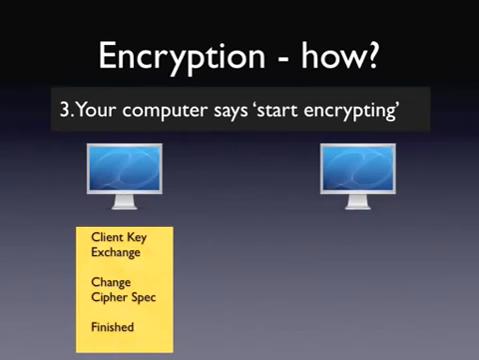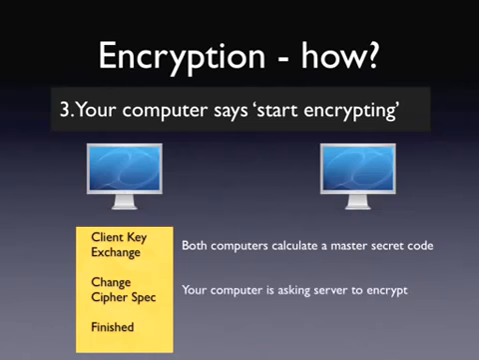Now the next step is your computer says let's start encrypting to the server. There's actually three messages that accomplish this. First is the client key exchange. Now once this message is sent, both computers can calculate a master secret code, and from then on that master secret code is used to encrypt all the communications from then on. Your computer then says let's change to the cipher spec.